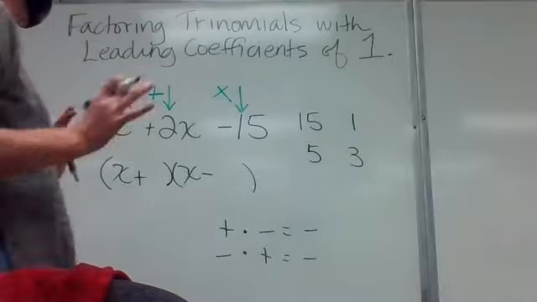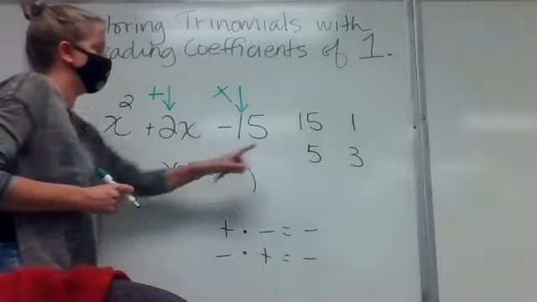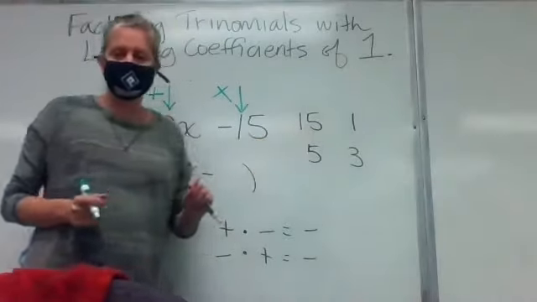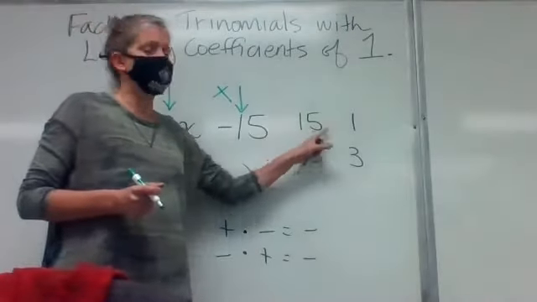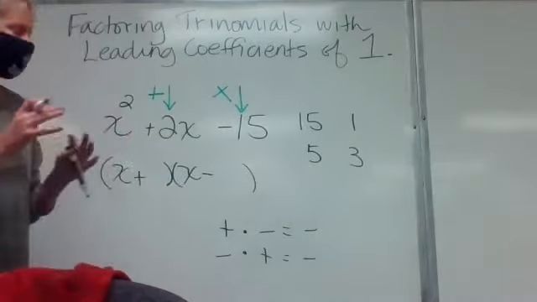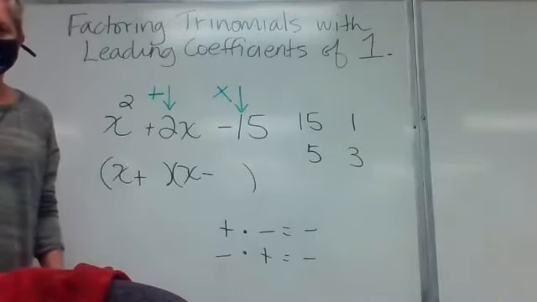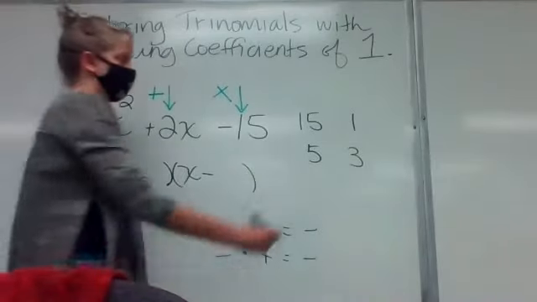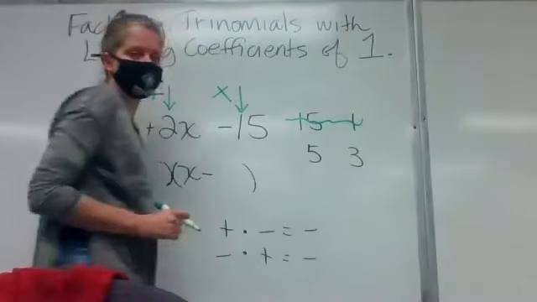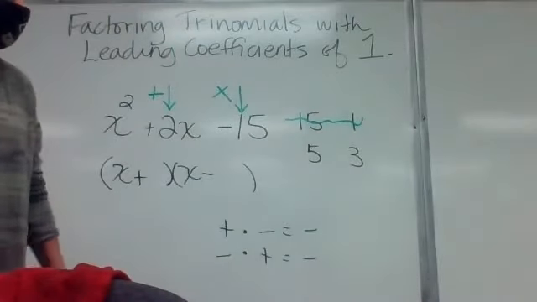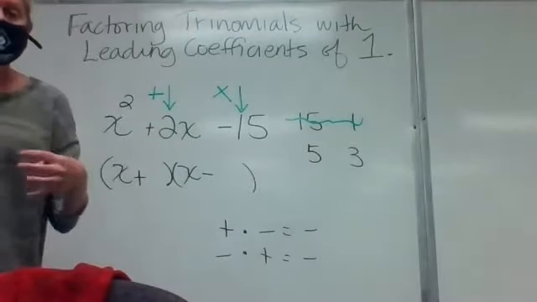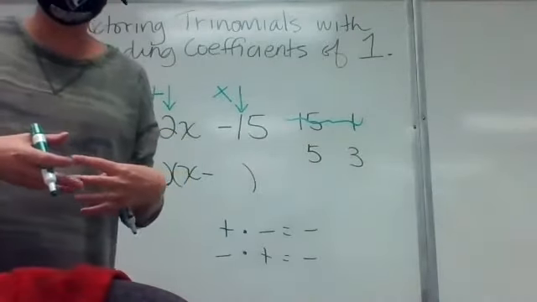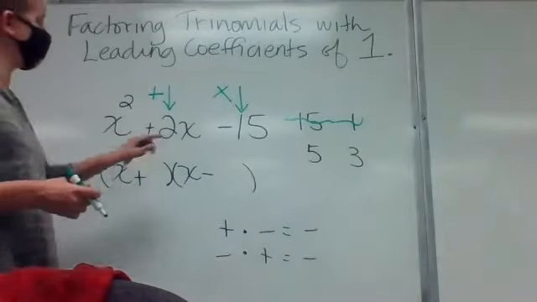So first of all, let's think about which pair is going to make this happen. No matter what you do with your signs, are you going to make a 15 and a 1 ever give you a positive 2? You're not, right? So I know it's not that pair. Now, I can work with the 5 and the 3 if I manipulate my signs to equal positive 2.